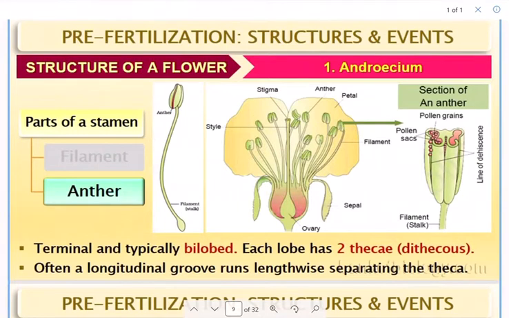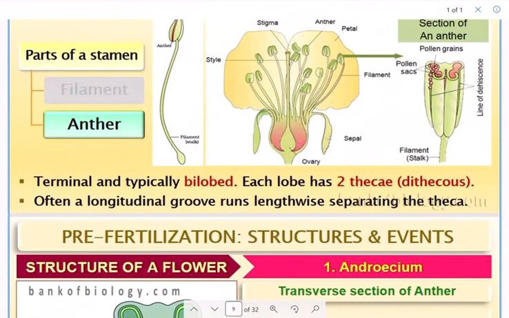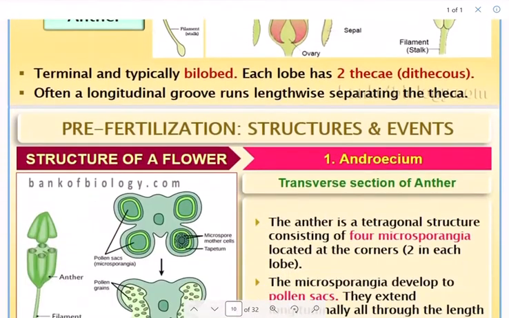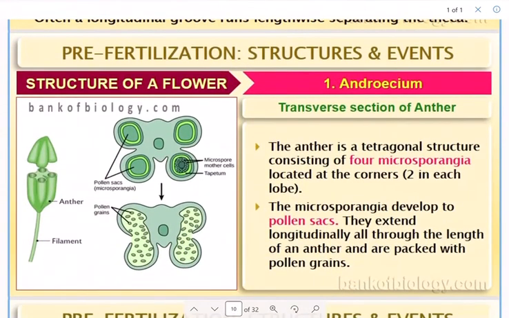Each lobe has 2 theca or thecae. So we say dithecous, as you are seeing. Further there will be 2 rooms. Each lobe has got two rooms. So basically it is bilobed and it has got 4 rooms. Often a longitudinal groove runs lengthwise separating the theca, as you are seeing here. So there is a line which is vertical.